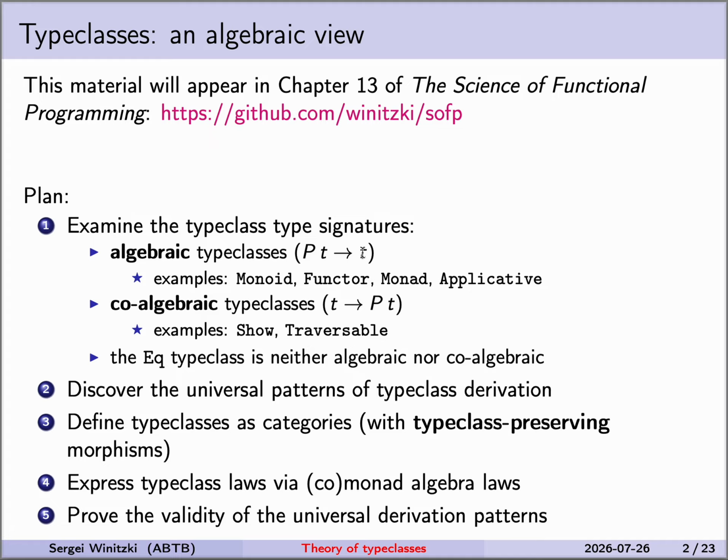So once you understand that, you see that the properties of these type classes, like monoid, functor, monad, and applicative, are quite different from the properties of the other type classes that I called co-algebraic, such as show or traversable. And in fact, their derivation patterns are different. The next step is to discover what are those derivation patterns. So how can you derive new type class instances from previous ones? And I find that there are some universal patterns, but those patterns are different for algebraic ones and for co-algebraic ones. So the next step is just to discover more or less heuristically what those patterns are.